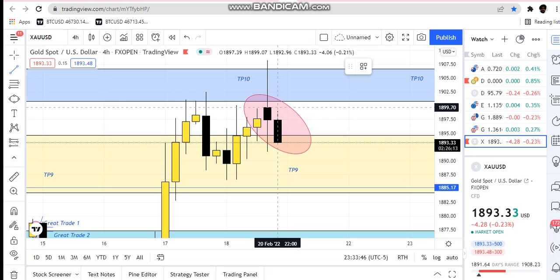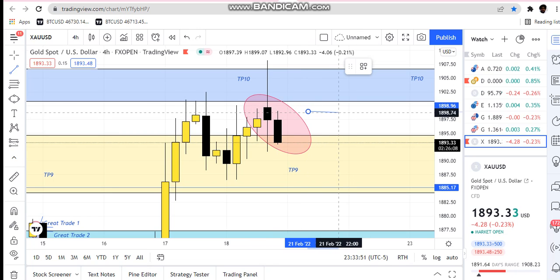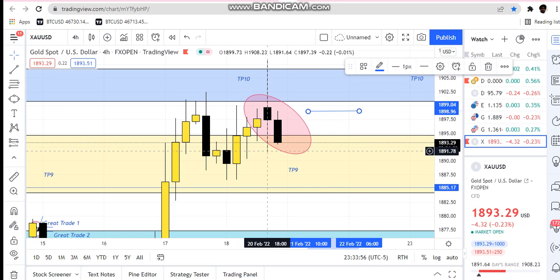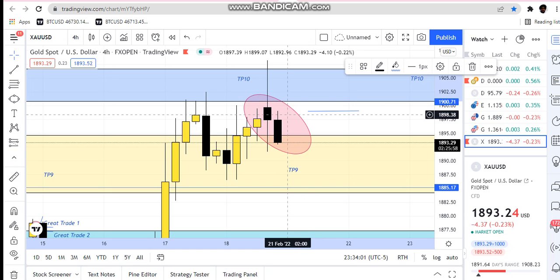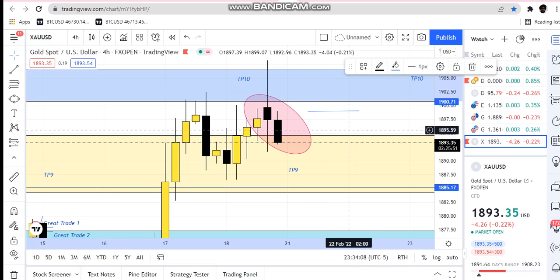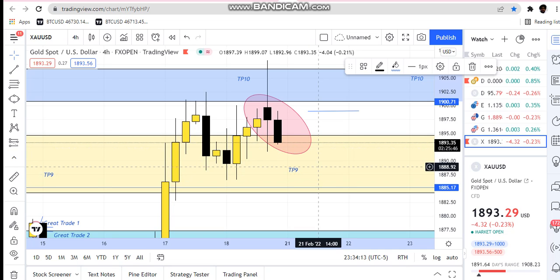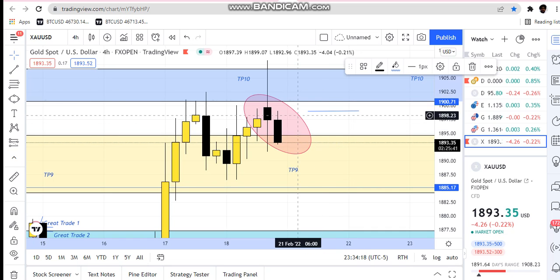And then we see price push back up all the way to 1908, creating a lower high. Price is making structure. It'll make a lower low all the way down to 1891 and then push back up to 1898, creating a lower high, before pushing back down from 1898 all the way back down to 1893. Price is at 1893 now, and we're now in take profit 9. This is still take profit 9, but this is take profit 9 as well.